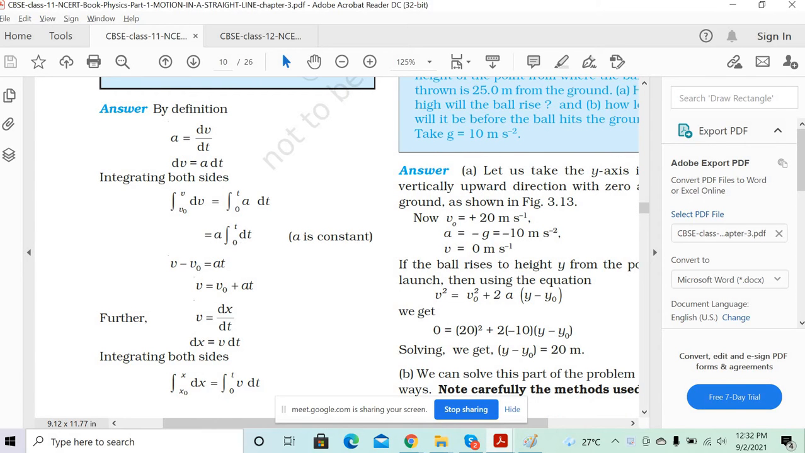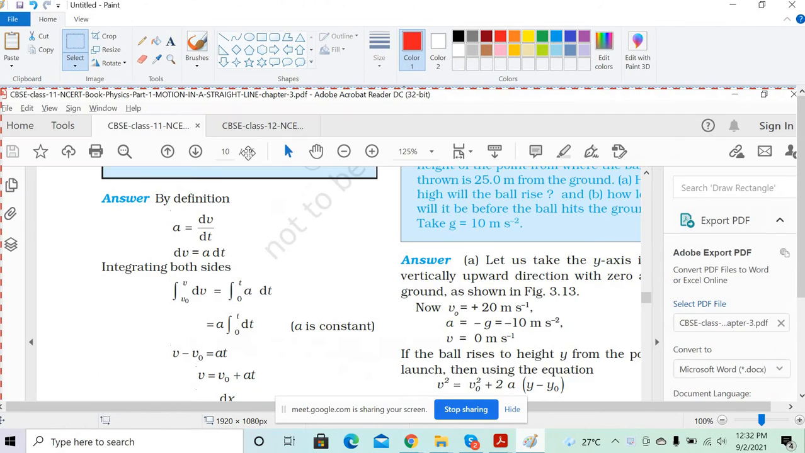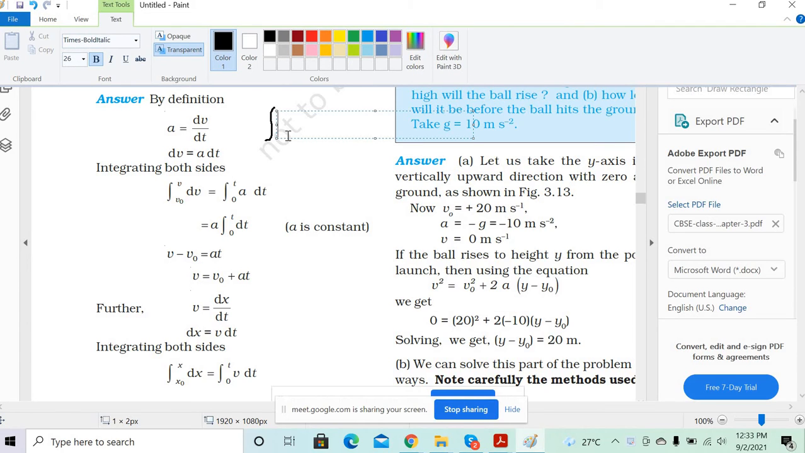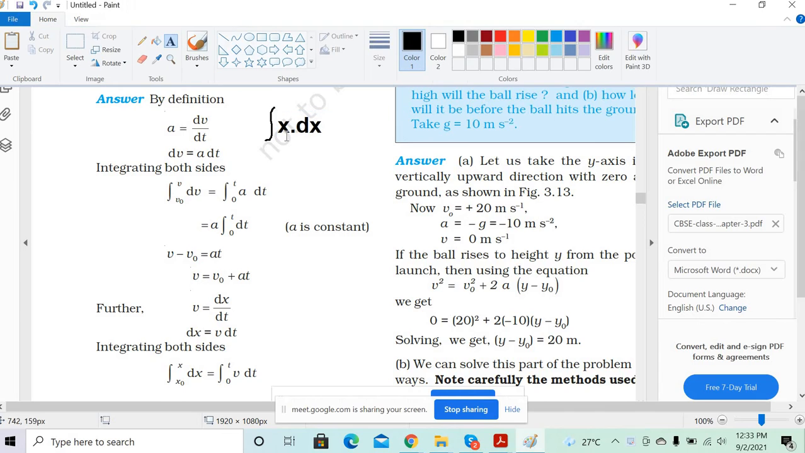Okay, now let's understand this part. So the basics of integration. Integration sign is simple. This is the integration sign. Remember that integration is, suppose here we need to integrate, let's say, x dx. So x, meaning here you are integrating x with respect to x.